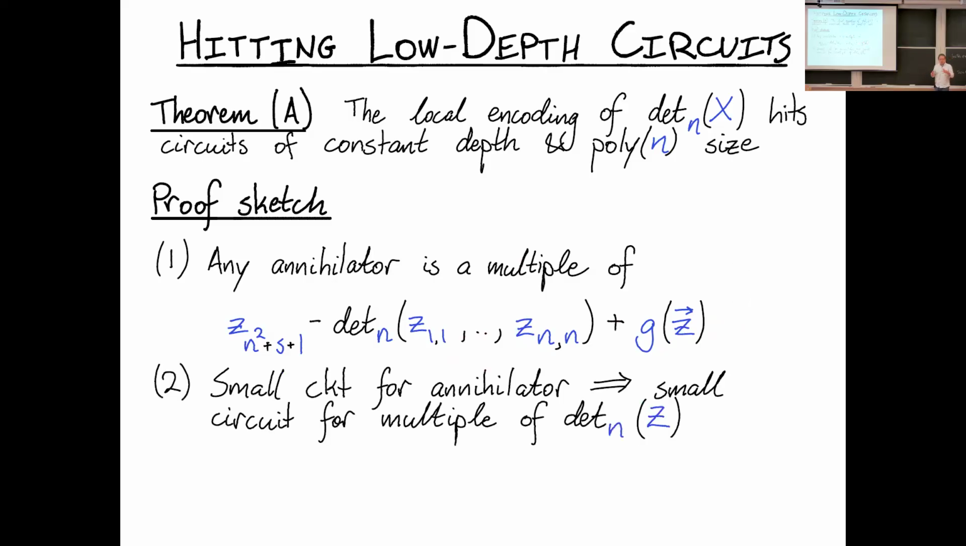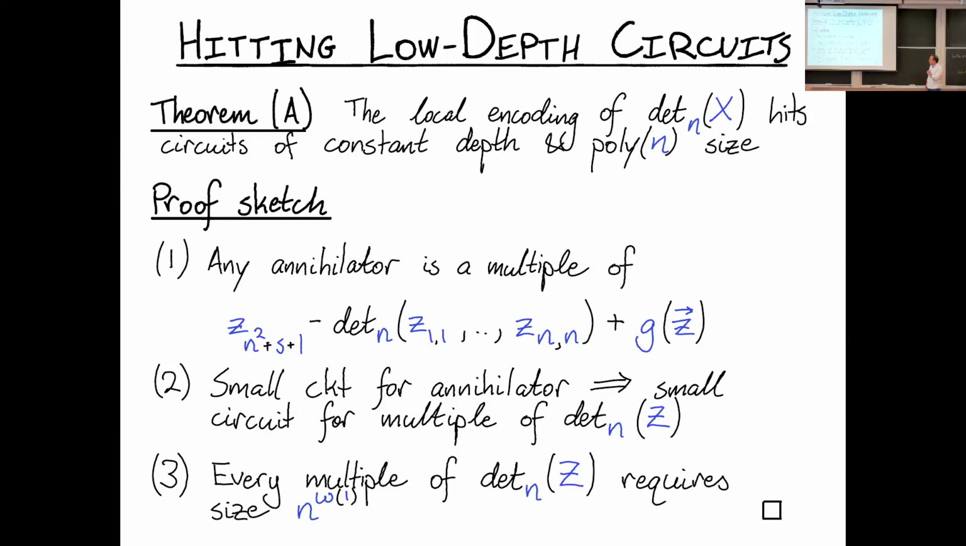And now, using some basic arguments in arithmetic circuit complexity, you can show that if you had a small low depth circuit for some annihilator, some multiple of this guy, you can get a small low depth circuit for some multiple of the determinant. This is a fairly standard argument in arithmetic circuit complexity, but I don't have time to go into the details. And now you just conclude by saying that every multiple of the determinant we know requires large low depth circuits to compute. So in fact, it must be the case that no annihilator of this generator has a small low depth circuit. So that's how you prove these are pseudorandom. That's all I really wanted to say about the proof and the techniques.